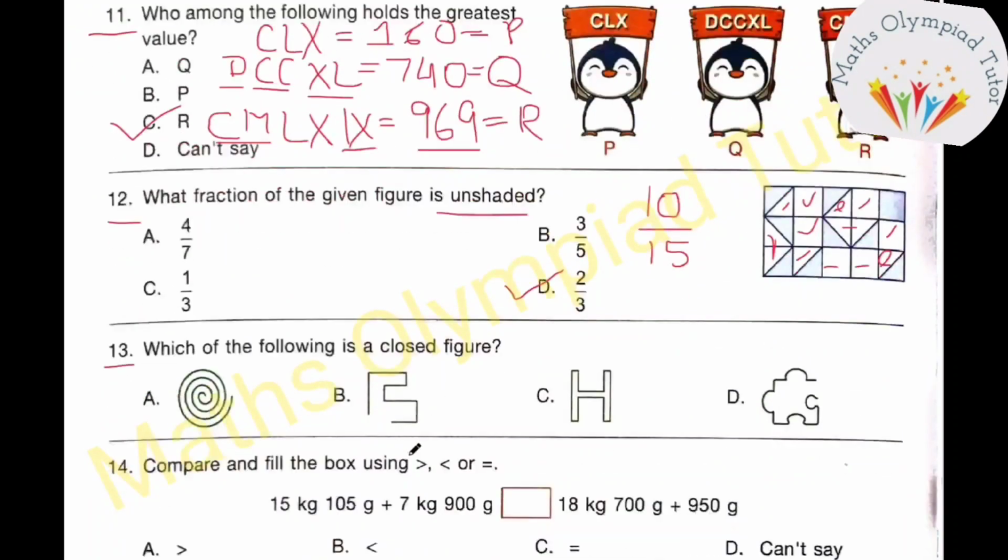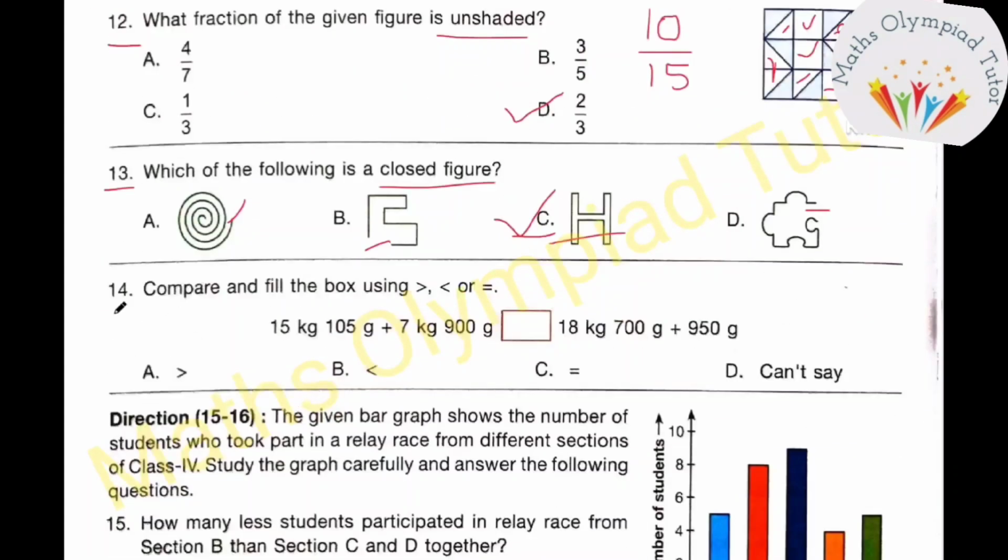Question 13 is, which of the following is a closed figure? So this is very easy to check. This figure H is a closed figure. All these three are open, they are not closed. Only H here in option C is the closed one, so we'll select this.